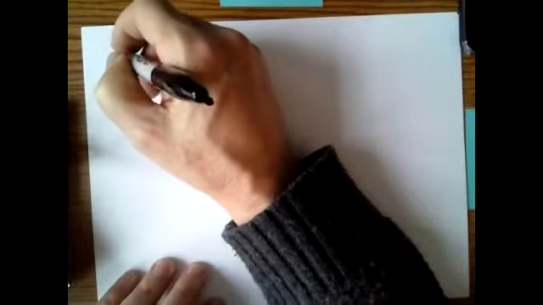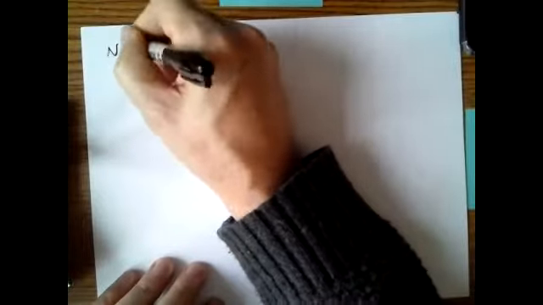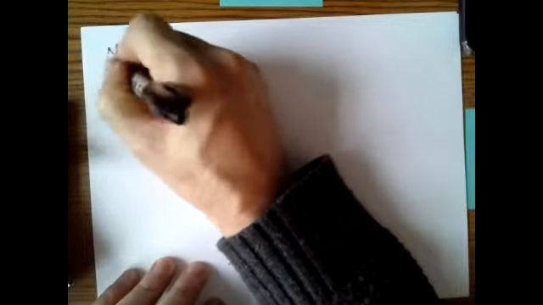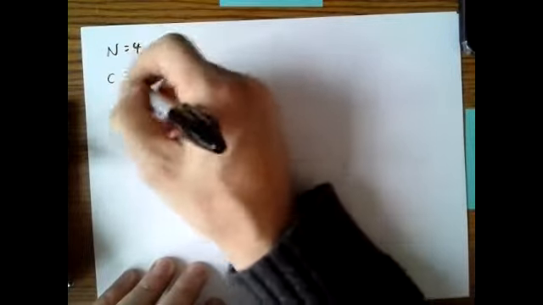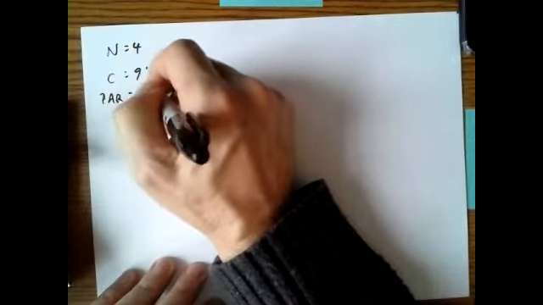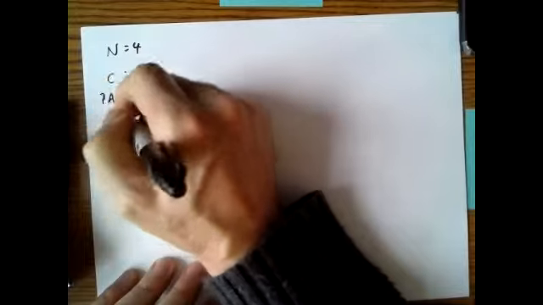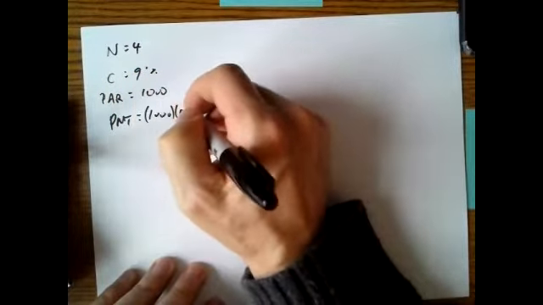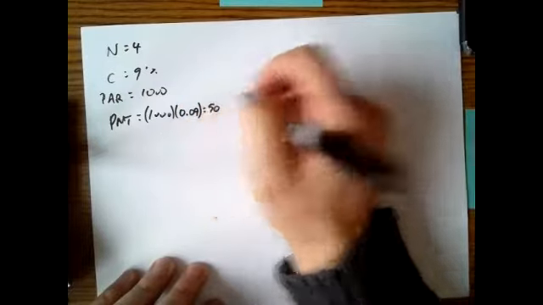So we know that it has 4 years and it pays interest annually, so N is actually 4. The coupon rate is 9%, and the par is 1,000. So therefore, the annual payment is going to be 1,000 times 0.09, or 90.